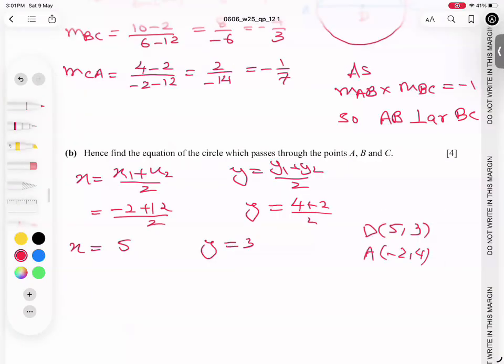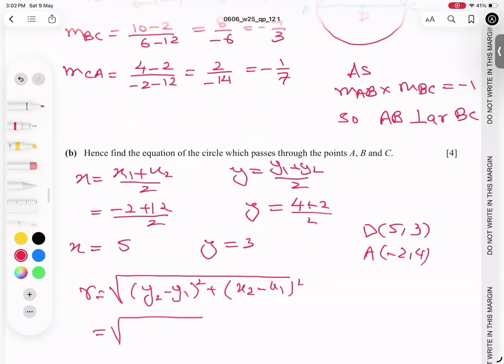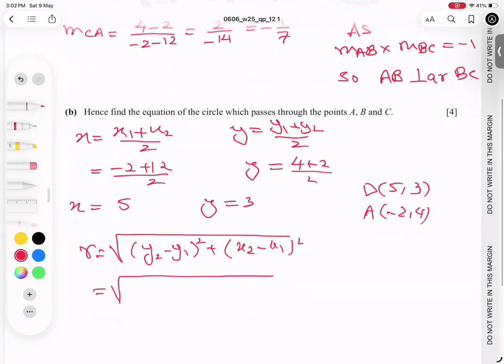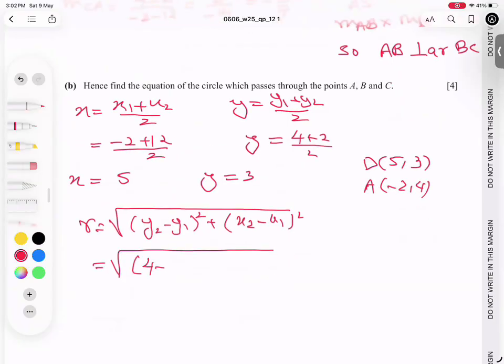I think I can go for the distance formula on A and D. The formula you know very well: (y2 - y1) whole square plus (x2 - x1) whole square. I can start from any point. I'm saying (4 - 3) whole square and (-2 - 5) whole square. I got a 1 from here and 49, so I got 50 distance, root 50.